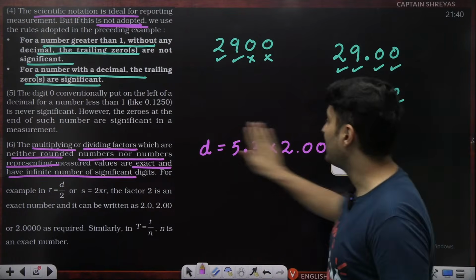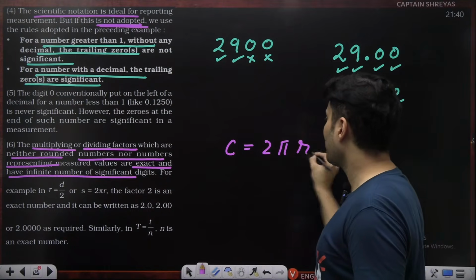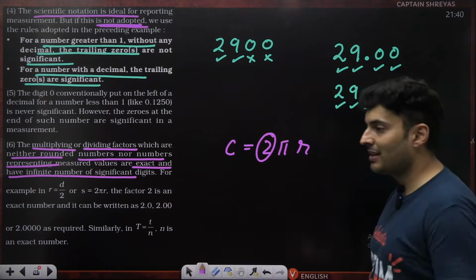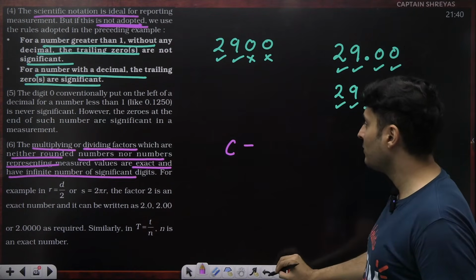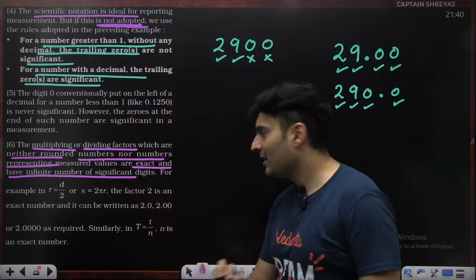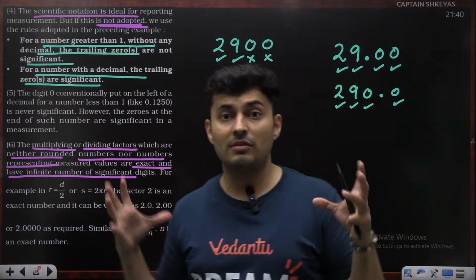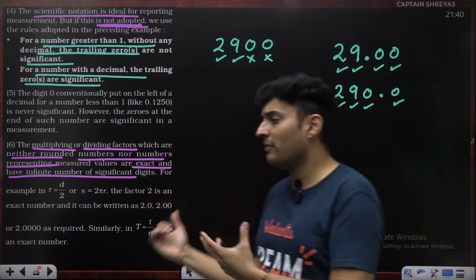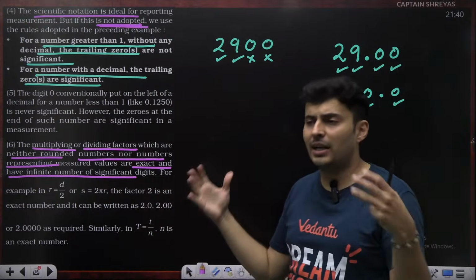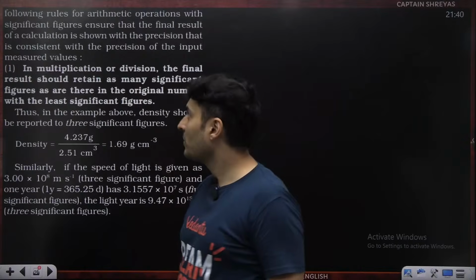Okay. So constants like pi, when I say circumference is 2 pi r, how many significant figures does 2 have? Infinite. Pi, infinite. R will be limited because a radius will be measured. So understand this. Constants, physical constants, which are pure numbers, or just multiplying factors or dividing factors, have infinite or as many significant figures as you please. Keep that in mind.